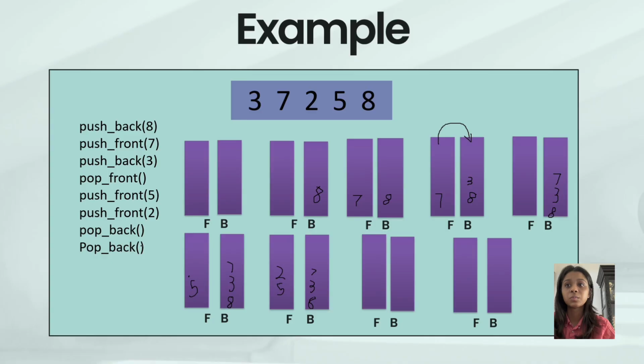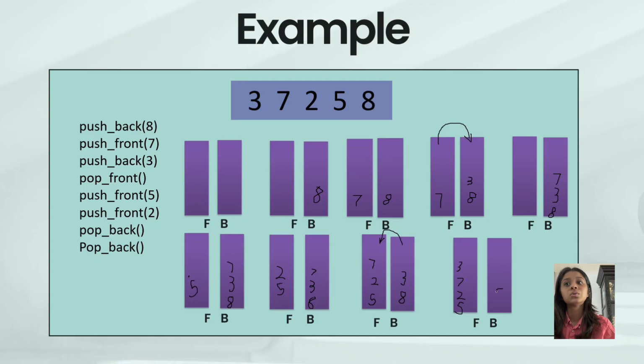So pop back means you need to pop the first top element, which is 7, to the front stack. So 7 comes here, 2, 5 remains in the front stack, and now 3, 8 are in the back stack. And again they tell to pop back. So that means 3 should come to the front stack. So 3, 7, 2, 5 are in the front stack and 8 is in the back stack.